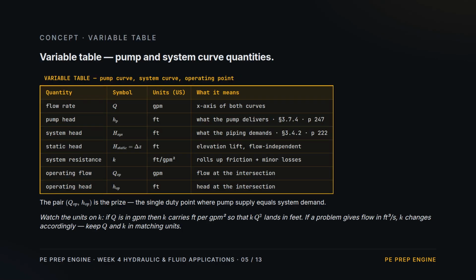The variable table. Flow rate Q in GPM, the x-axis of both curves. Pump head, what the pump delivers. System head, what the piping demands. Static head, the flow-independent elevation lift. The system resistance K, rolling up friction and minor losses. And the prize, the operating flow and operating head, where the two curves cross. 1 unit caution, K carries feet per gallon per minute squared, so that KQ squared comes out in feet.